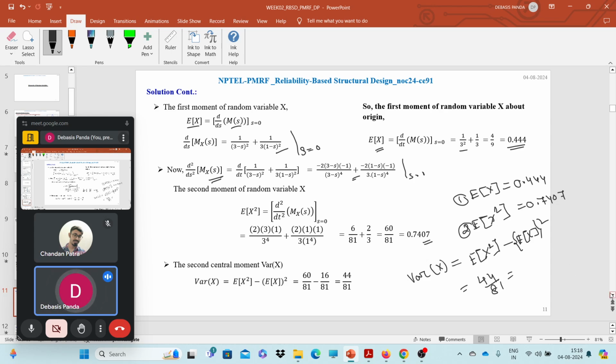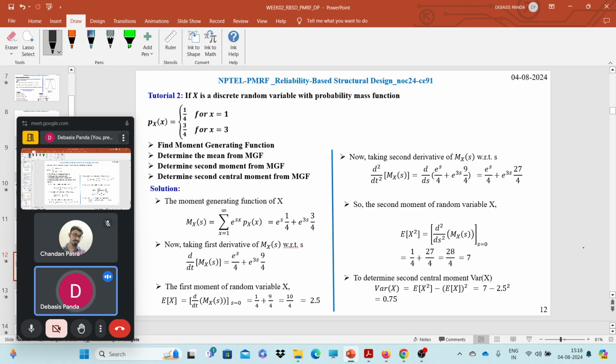Now let's quickly solve one problem related to a discrete random variable. That was the continuous random variable, where the PDF was given. Now here, for the discrete random variable, we already know that discrete random variables are defined with respect to the probability mass function. So here the probability mass function is given. It takes two values. If x equals 1, the probability mass function is 1 by 4. And if x equals 3, the probability mass function is 3 by 4. So the probability mass function of the random variable is given.